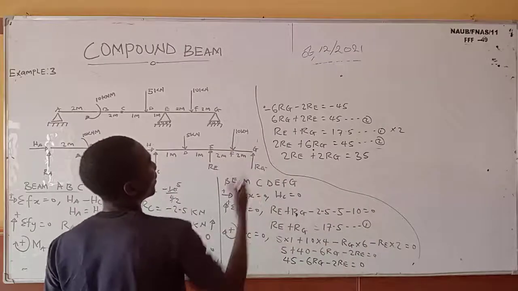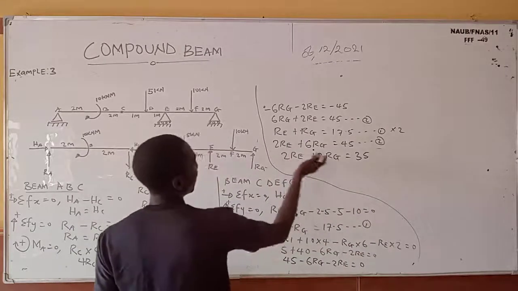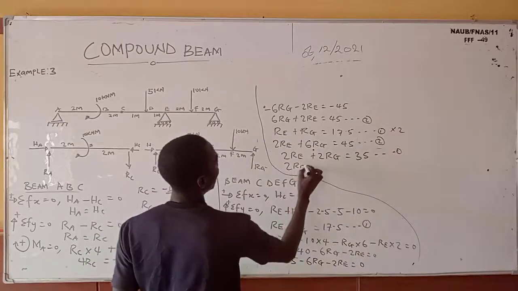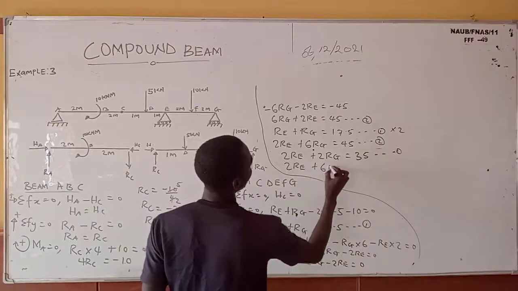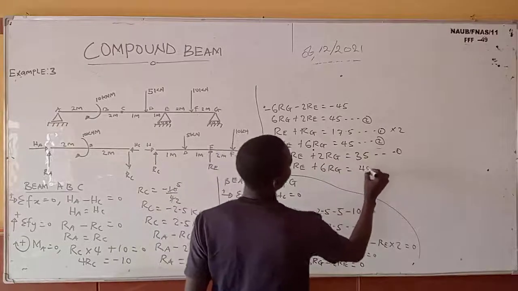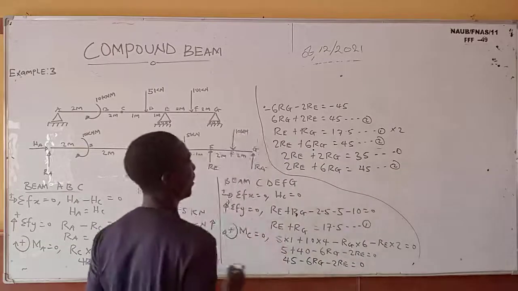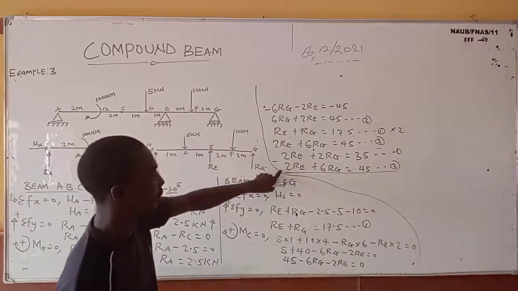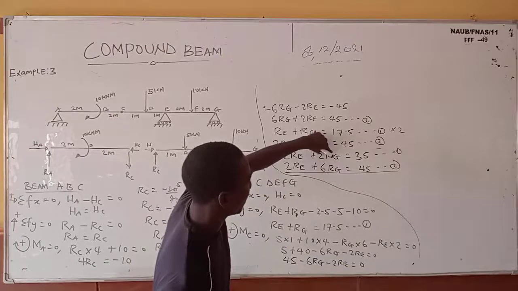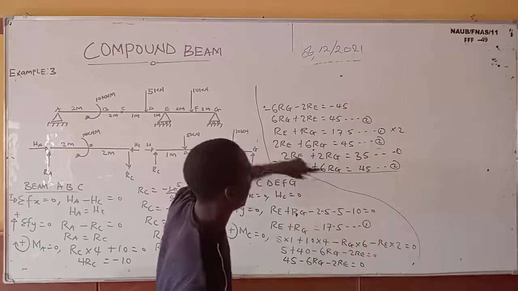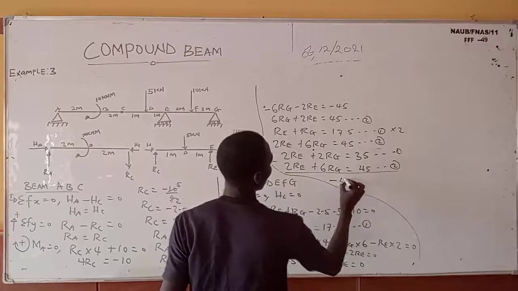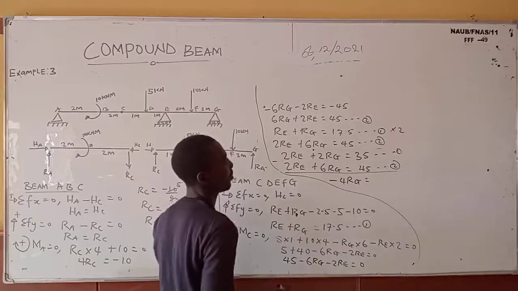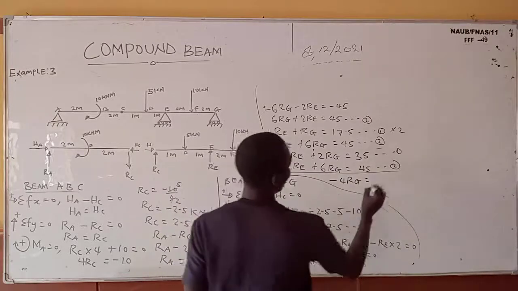So now we have the second, this is still our equation what? 1. So this one will be 2 ROE plus what? 6 ROG equals to what? 45, which is the equation what? 2. So now let's use elimination method. If I subtract equation 1 from 2, this will cancel out this, right? Then we'll be left with this, right? 2 ROG minus 6 ROG. That is what? Minus 4 ROG equals to 35 minus 45. 35 minus 45 is nothing but what? Minus 10.